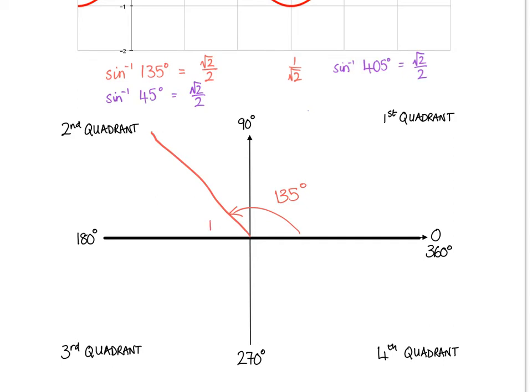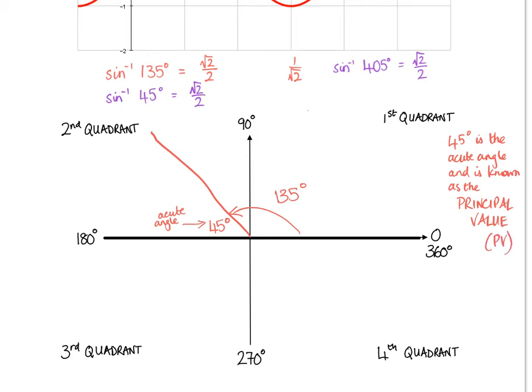So we've got 45 degrees in here, and that gives us an acute angle, which is also called the principal value. So this 45 degrees is the acute angle that's associated with 135 degrees and is known as the principal value. So PV, principal value. If we look at our graph as well, we had 405 degrees. So 405 degrees would be this angle here, and that's going all the way around to there, which is 405 degrees. And the acute angle that's associated with that as well, surprise, surprise, is 45 degrees.